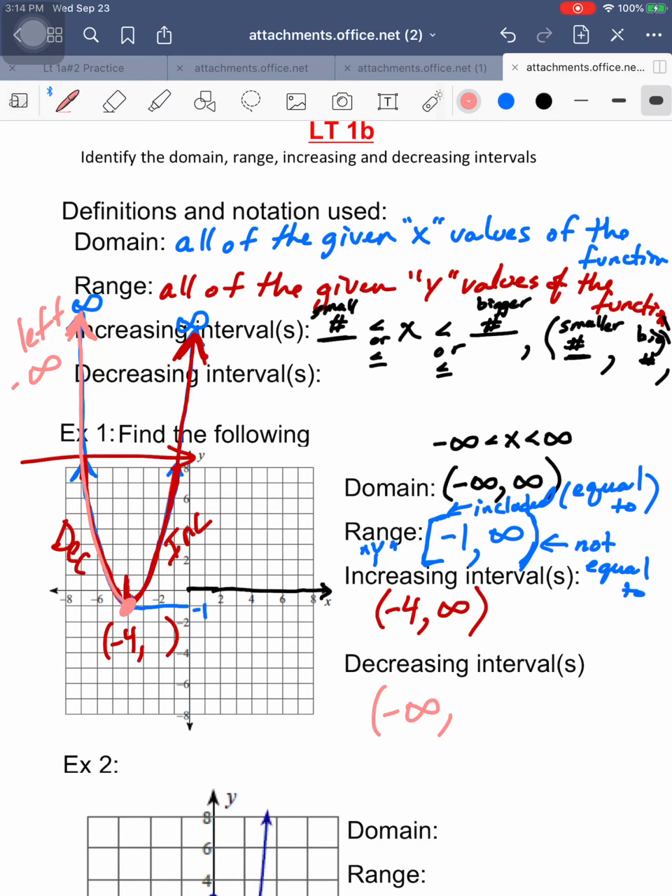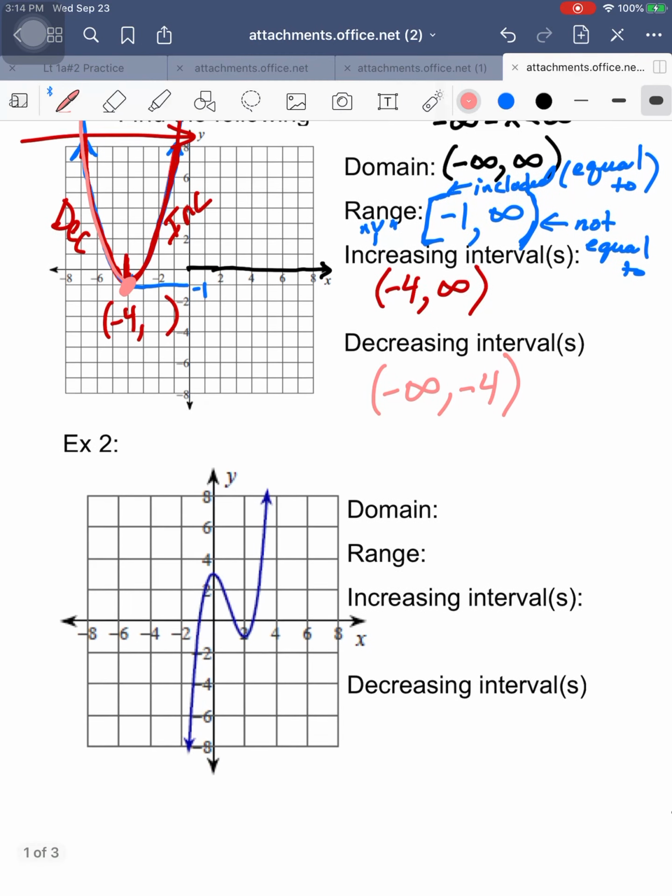And how far right will that graph go? Well, it decreases until -4. That's as far as it goes. It stops decreasing there. And so there we go. There's the increasing and decreasing interval.